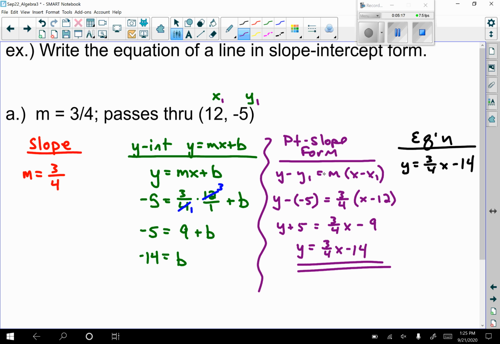So here it takes all the information we're given, and the final step, as we solve for y, it turns it into slope-intercept form. So we have both of these equations match, which is a good way to double check as well. But again, you choose this way or this way. You don't have to keep doing both.